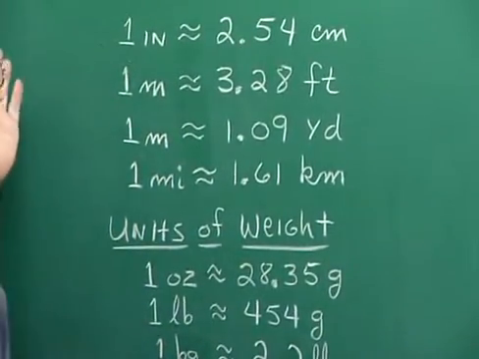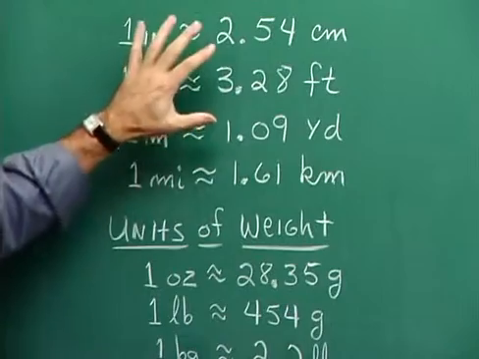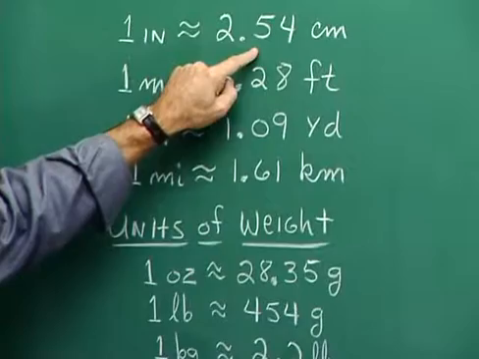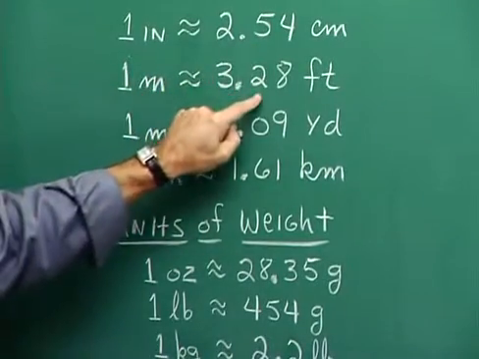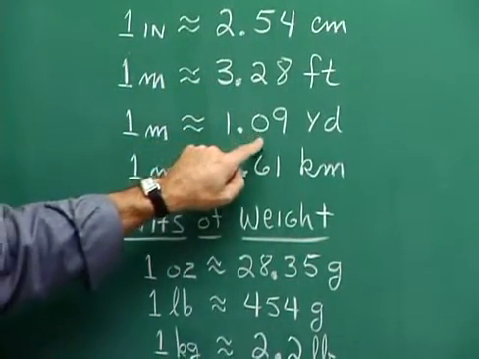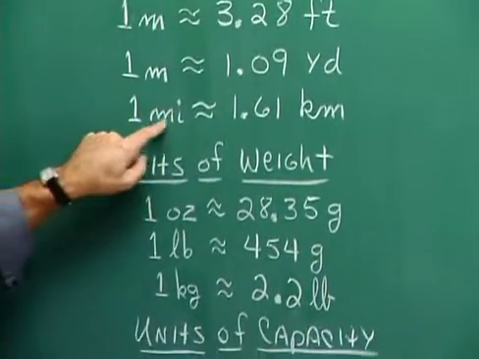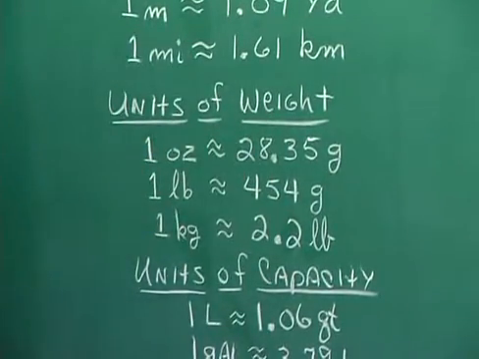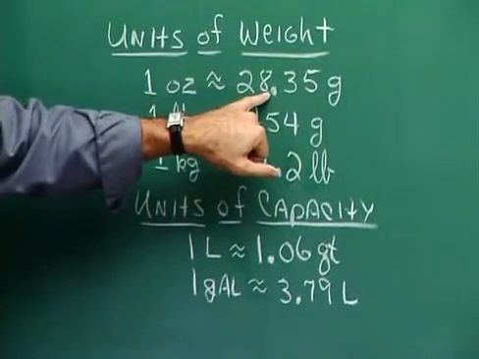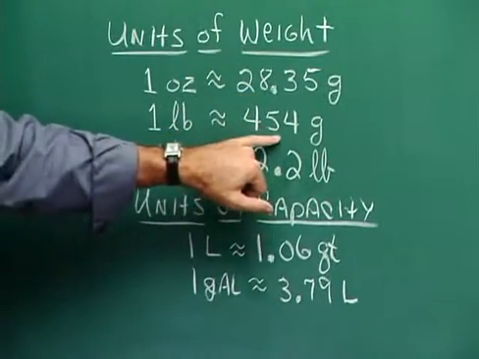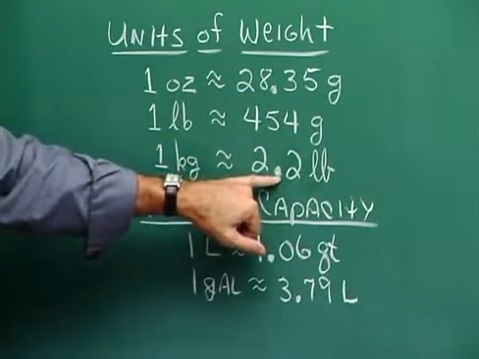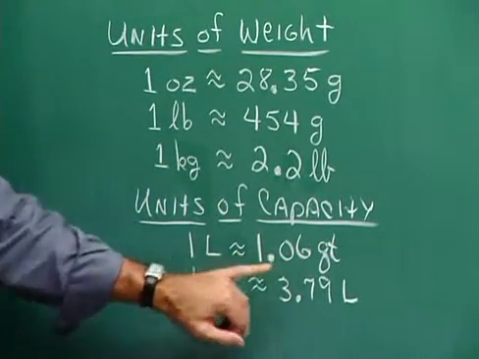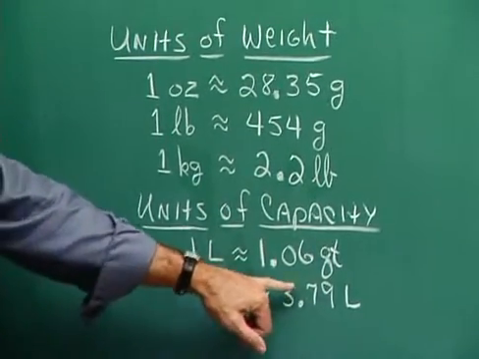These are not numbers that you're likely to remember, so we're just going to refer to this chart as we go along with our conversions. 1 inch is approximately 2.54 centimeters. 1 meter is 3.28 feet. 1 meter is also 1.09 yards. 1 mile is 1.61 kilometers. And on we go with units of weight. 1 ounce is 28.35 grams, 1 pound is 454 grams, 1 kilogram is 2.2 pounds, and in units of capacity, 1 liter is 1.06 quarts, and 1 gallon is 3.79 liters.